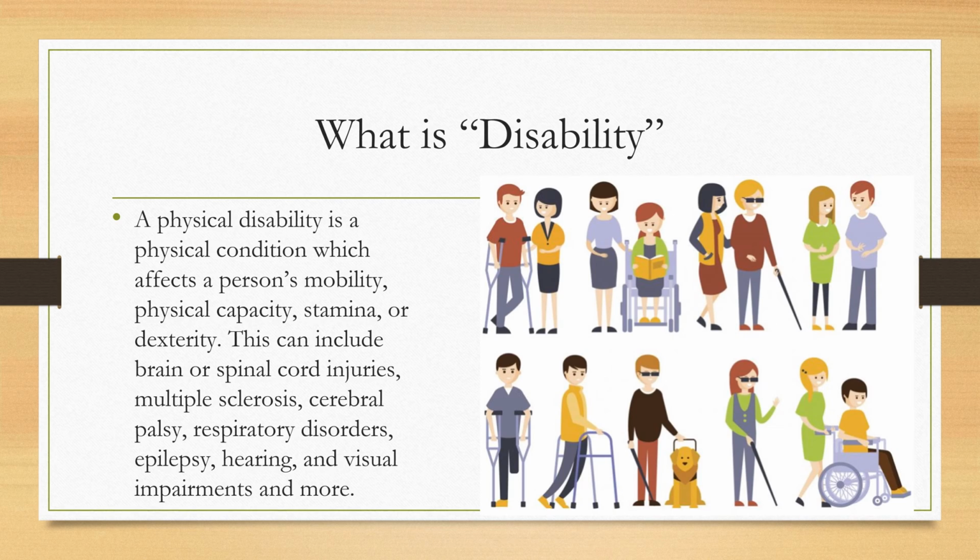What is disability? A physical disability is a physical condition which affects a person's mobility, physical capacity, stamina, or dexterity. This can include brain or spinal cord injuries, multiple sclerosis, cerebral palsy, respiratory disorders, epilepsy, hearing and visual impairments, and more.